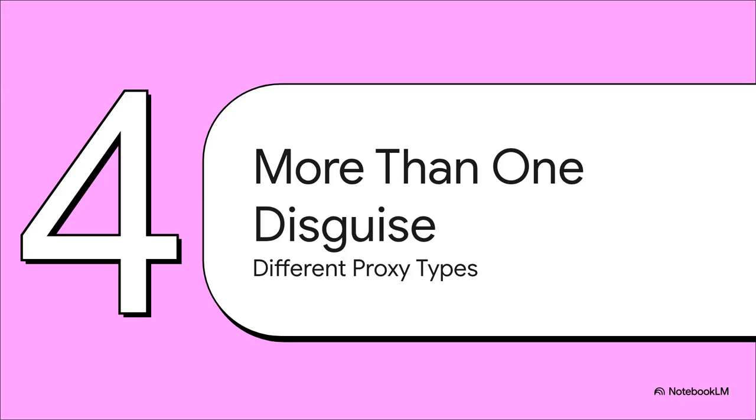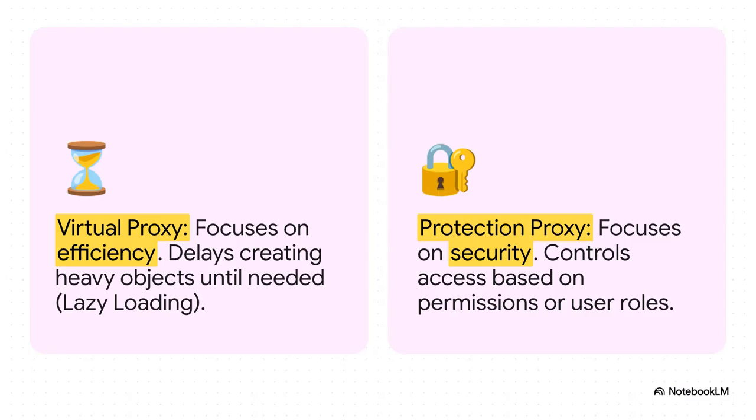Now, this pattern is no one-trick pony. It's not just for warehouses. It actually wears a bunch of different disguises to solve all sorts of different problems. And what's really cool is that you can use this pattern for completely different reasons. For instance, you have the virtual proxy, which is all about efficiency. Imagine it pretending to be a massive high-res image, but it doesn't actually load the real heavy file until you click to zoom in. We call that lazy loading. Then, on the other hand, you've got the protection proxy, which is all about security. It's like a bouncer at a club, checking your ID, your permissions, before it lets you do something sensitive.